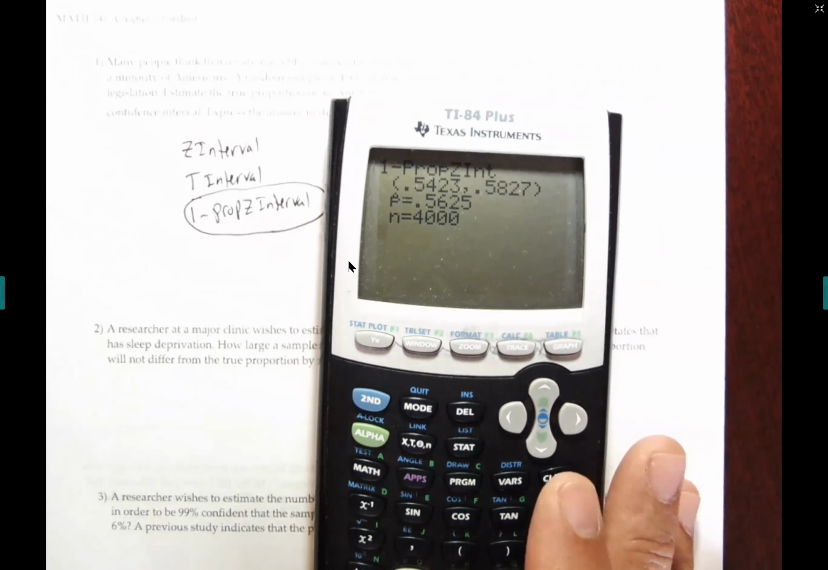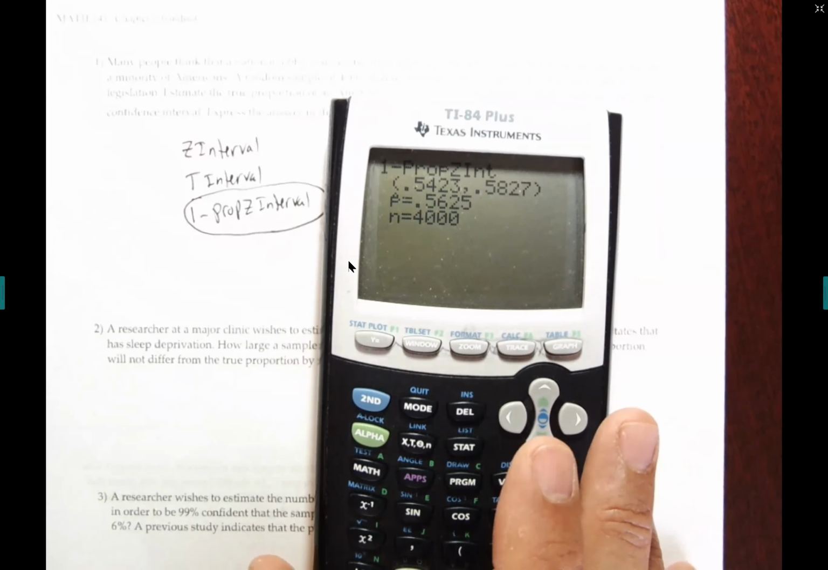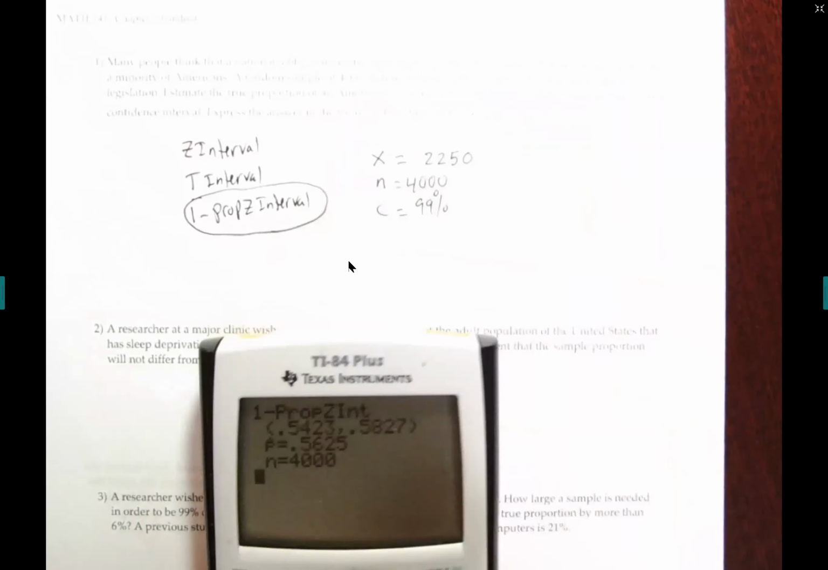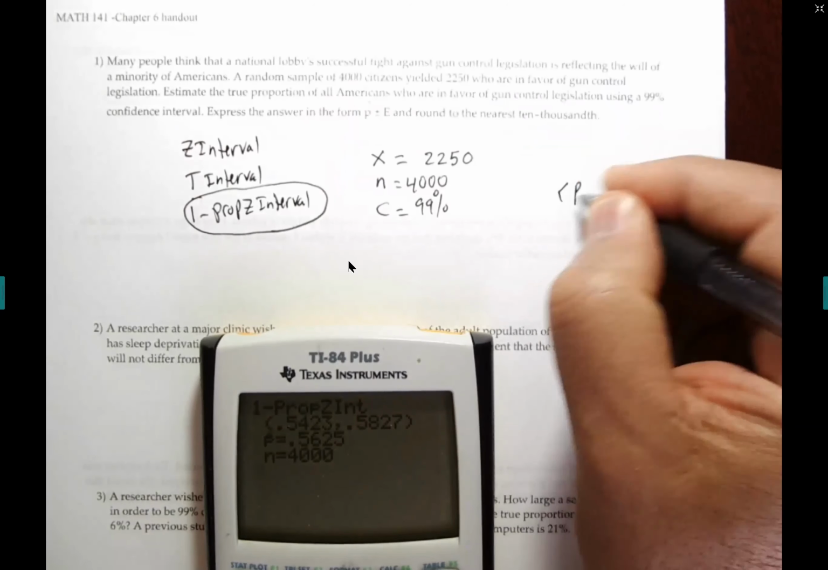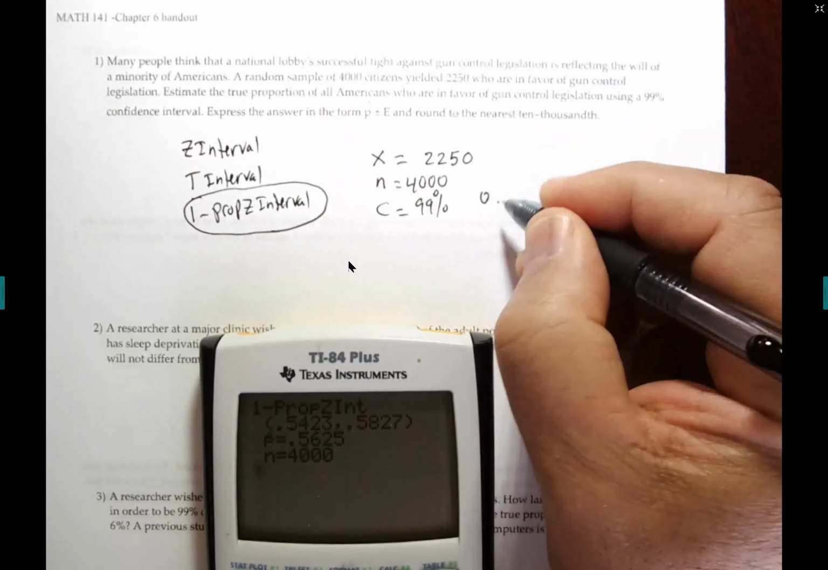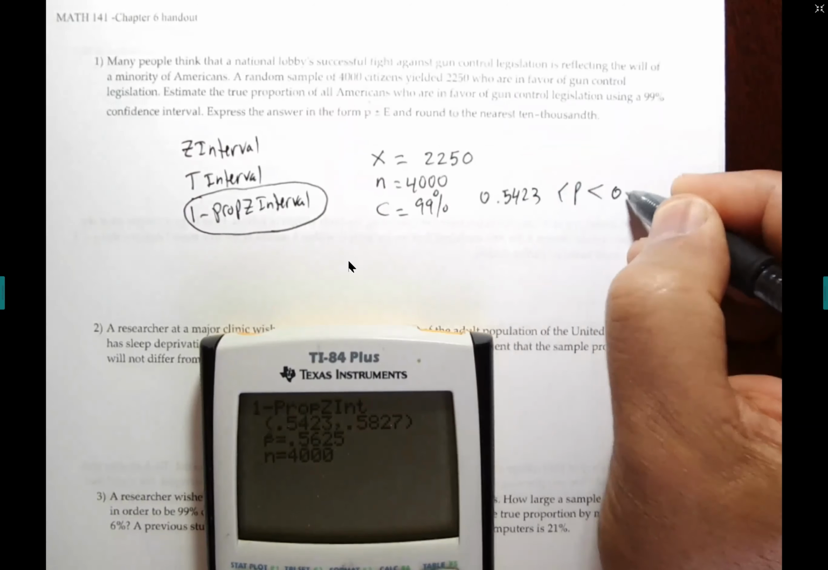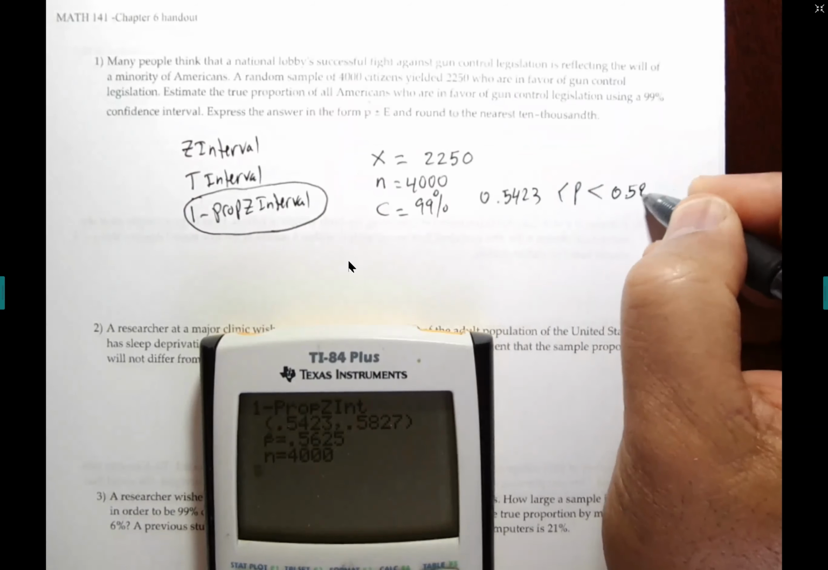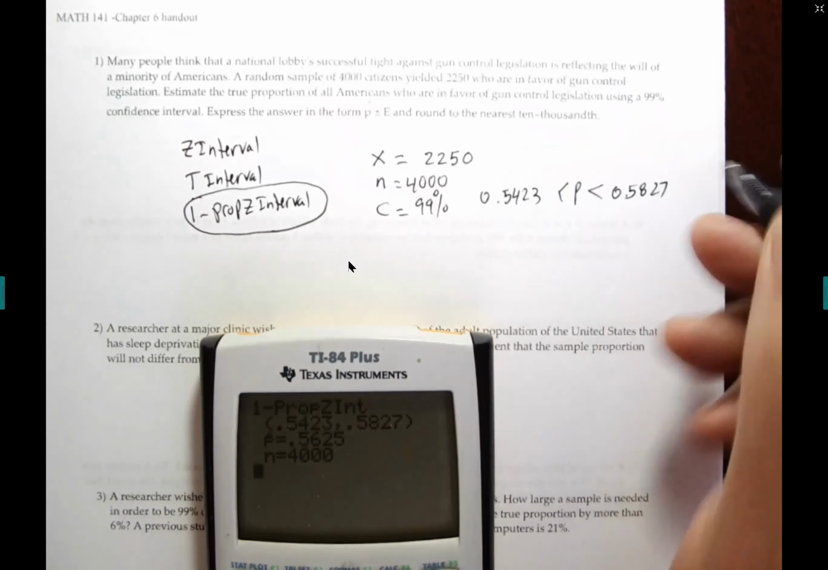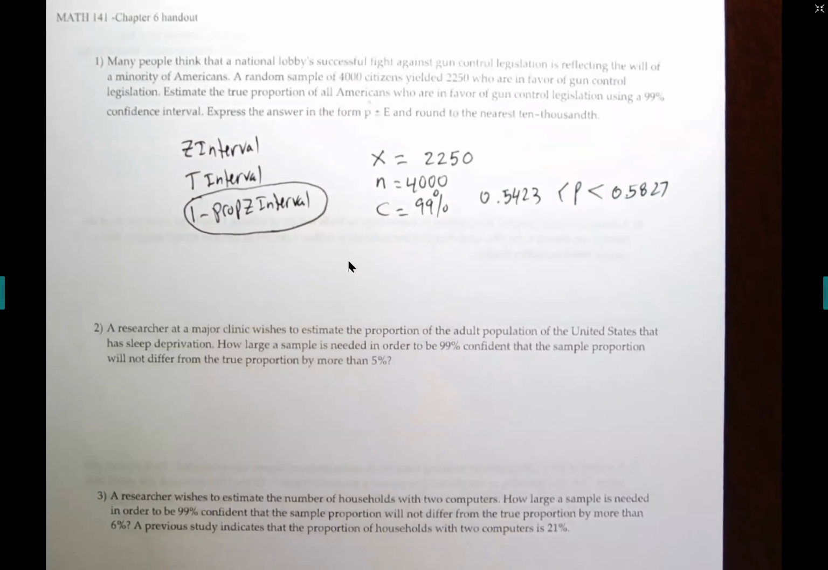So 0.5423 and 0.5827. That is the interval. And just be careful about how many decimal places you have to round. The system will tell you, if you're doing it online, how many decimal places you should be rounding.